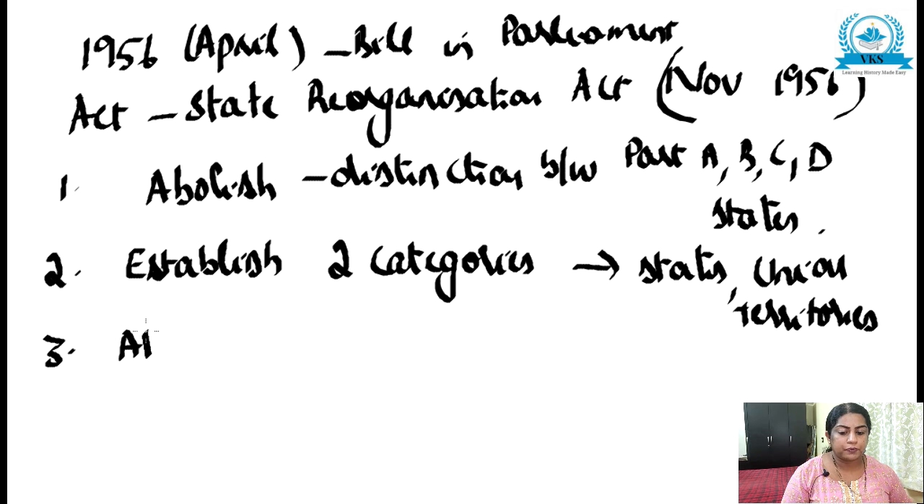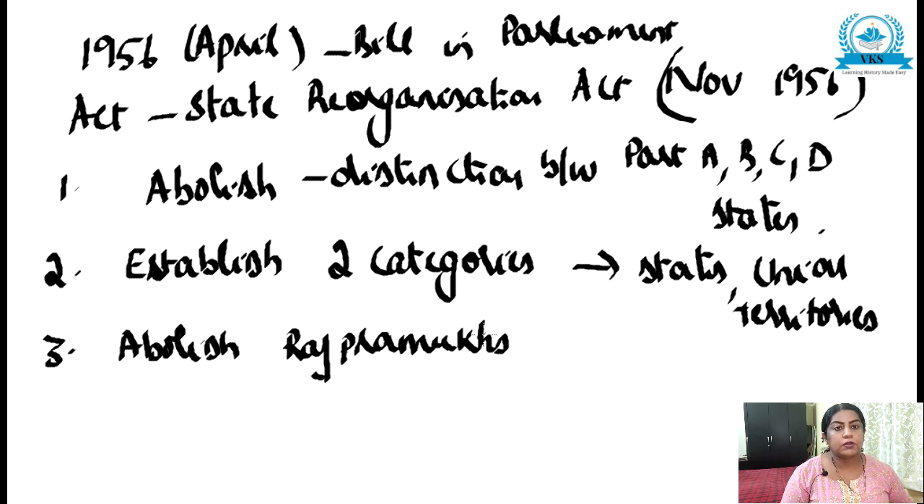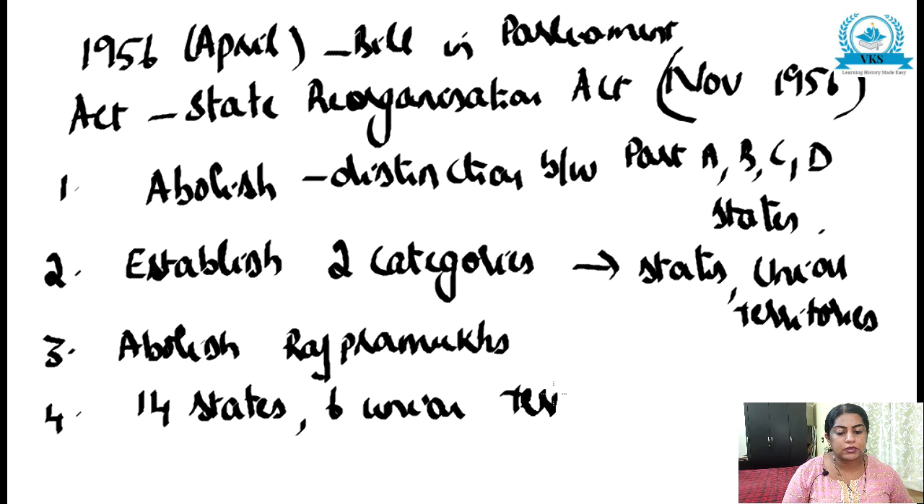Now the third one was to abolish the Raj Pramukhs. This act, the fourth point, provided for the creation of 14 states and 6 union territories. So the part-wise division was cancelled, and now it provided for the creation of 14 states and 6 union territories. In that way, the division was complete.